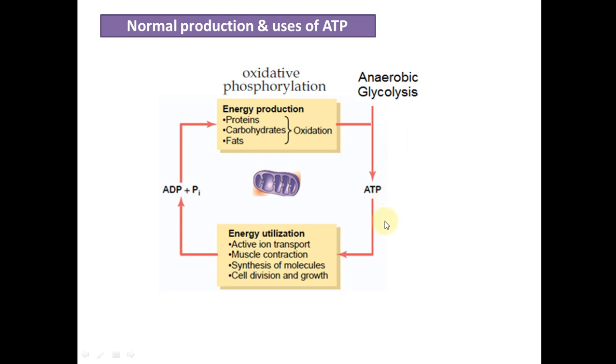The ATP that is generated by the oxidation of proteins, carbohydrates, and fats, by phosphorylating the ADP, will be used by various cellular processes. For example, active ion transport along the membranes, muscle contraction, and the synthesis of certain molecules, and the same ATP will be used for cell division and growth.